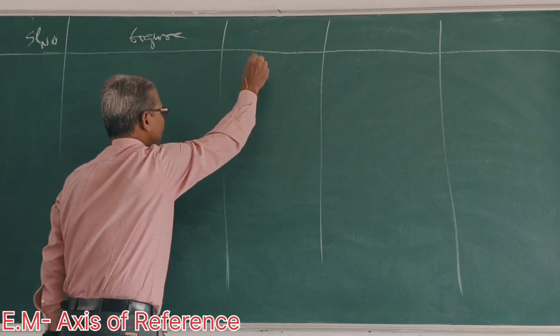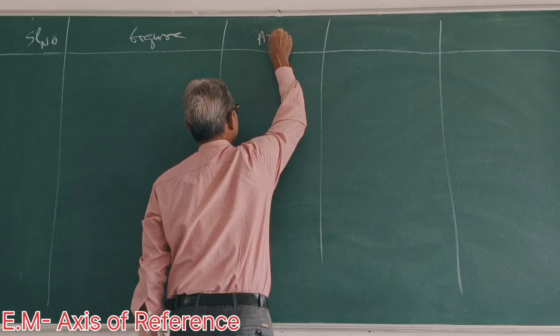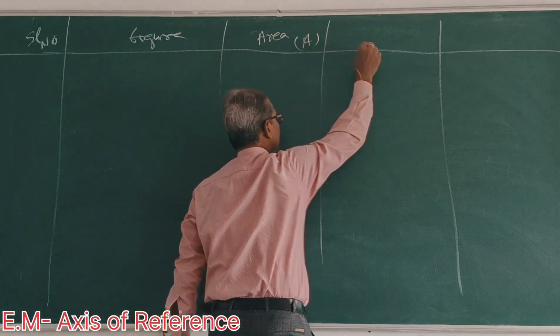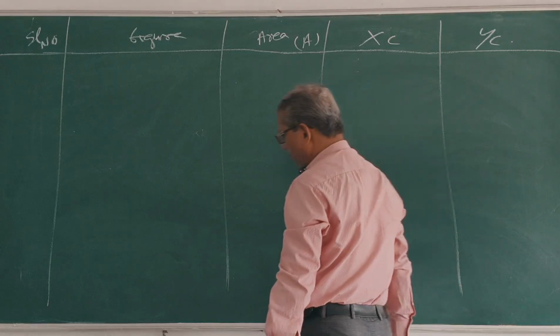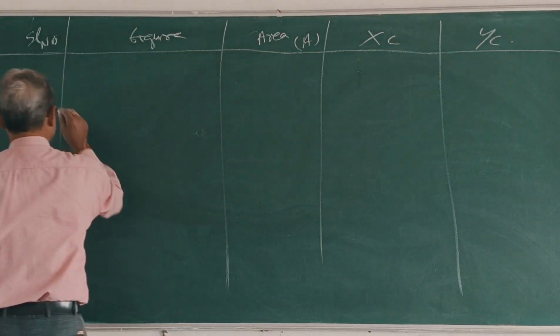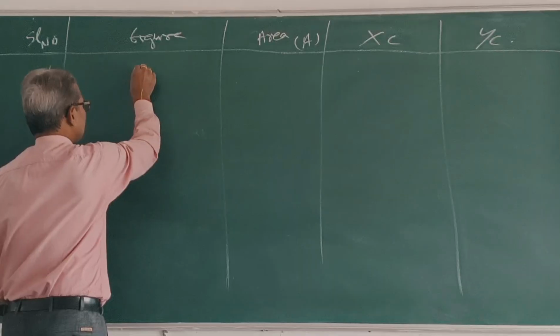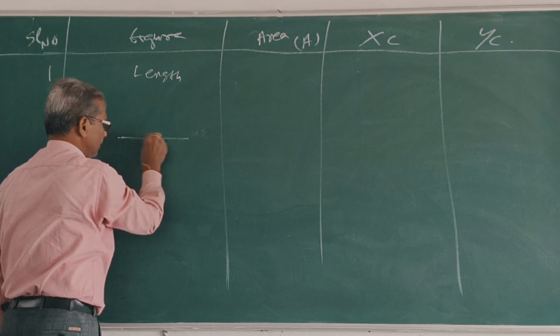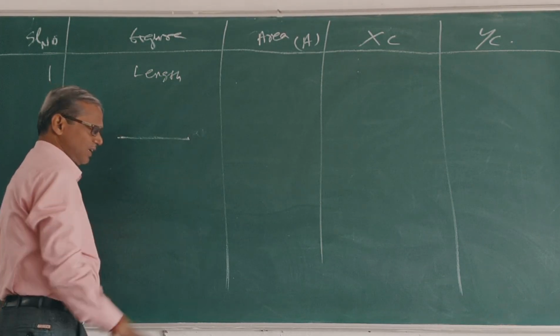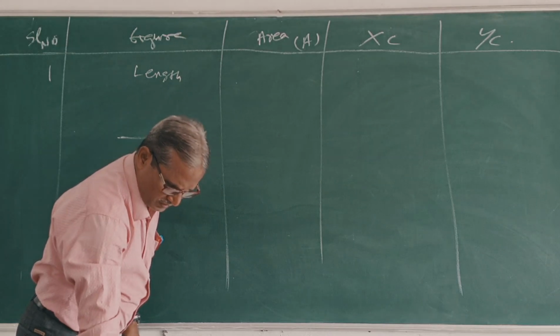Figure, area A, XC, YC. Clear? Number 1, length. This is length. So for length, we will find out CG.